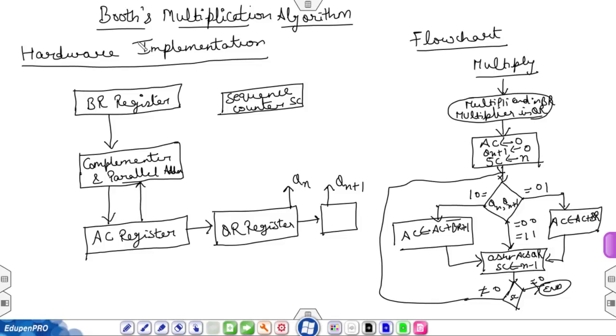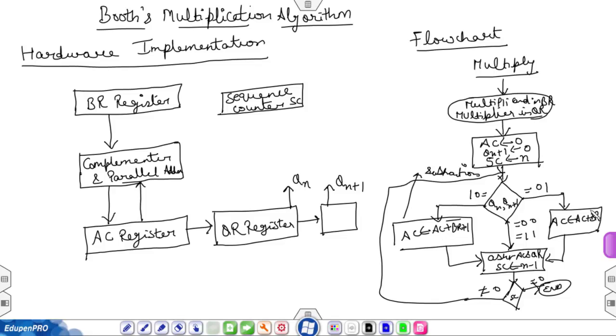Now what are the rules to perform the Booth multiplication algorithm? The first rule is the multiplicand is subtracted from the partial product. You can see here that BR is the multiplicand. So here AC is being added to the 2's complement of BR. That means a subtraction operation is being performed. So the multiplicand, that is BR, is to be subtracted from the partial product. Partial product means what is stored in the AC register.